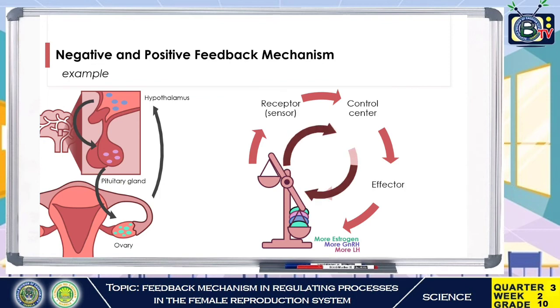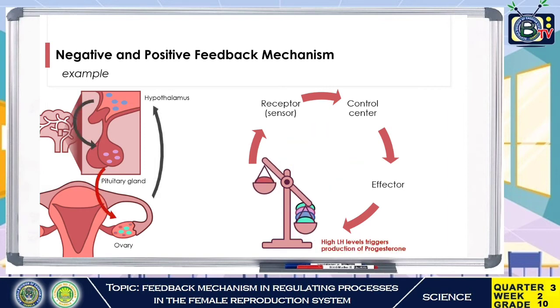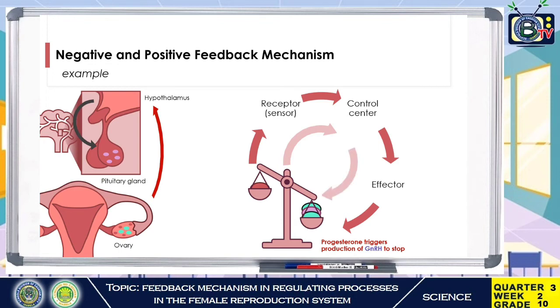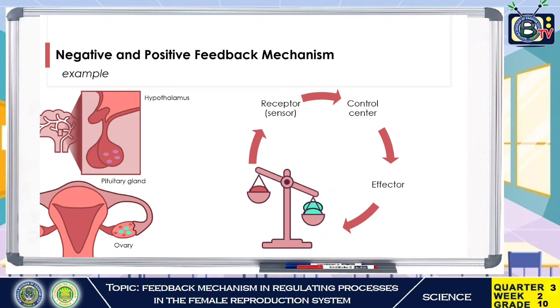That's when progesterone wakes up. Progesterone is triggered when it senses that the LH level is too high and it is secreted from the corpus luteum after ovulation. The progesterone will trigger the GnRH production in the hypothalamus to turn off and will also trigger the LH production in the anterior pituitary to also turn off. Can you now guess what kind of feedback is this? If you answered negative feedback, you are correct.